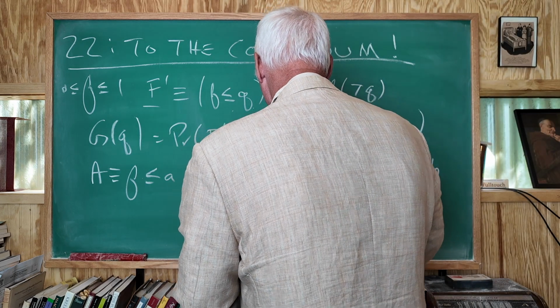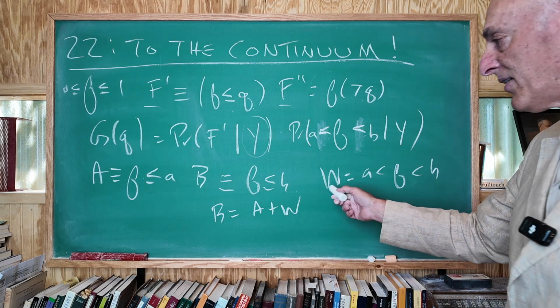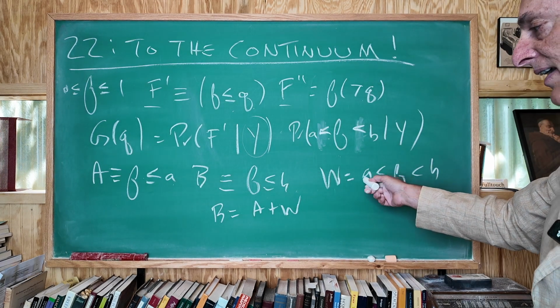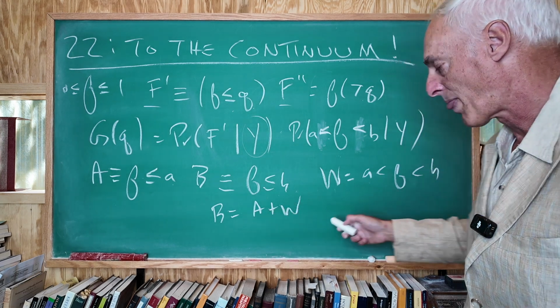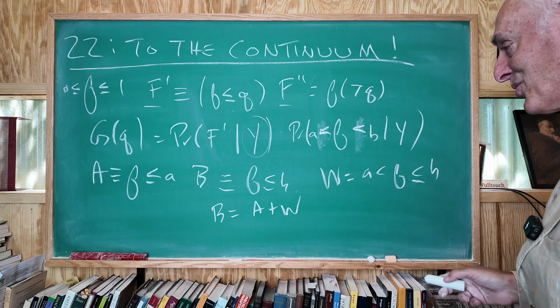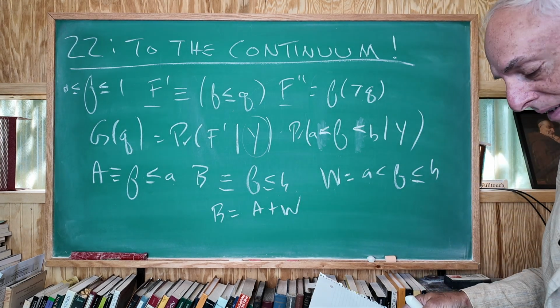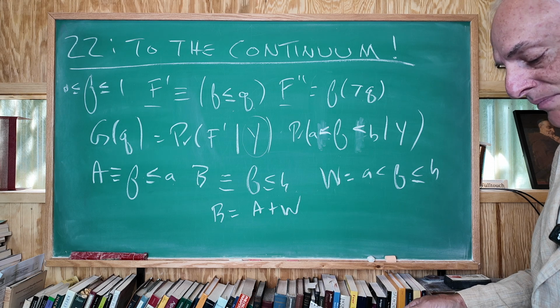Let's just make sure I have this. A plus W. A is everything less than or equal to A, and B is less than or equal to B. So make sure I get all my inclusions exactly right. So B is A plus W. No problem there. Okay. So now let's calculate some probabilities.